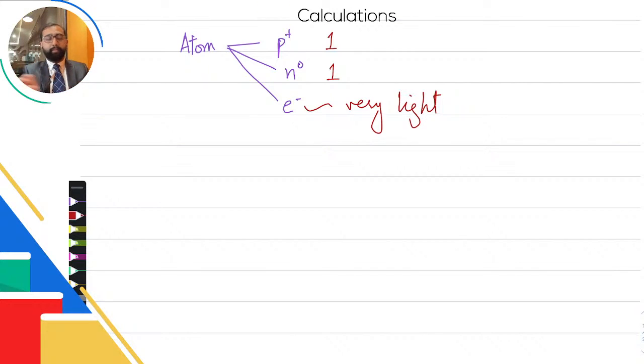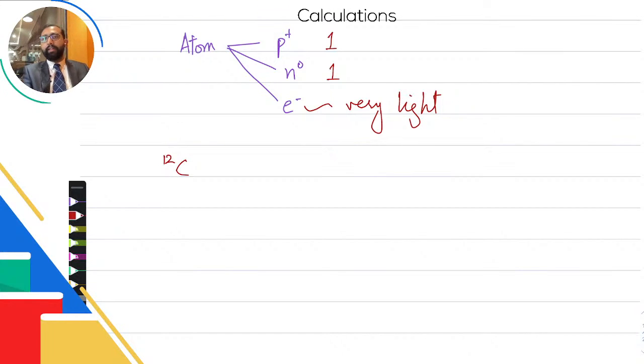So the mass of proton is 1, mass of neutron is 1, and you add them together to get the mass of every atom. So let's say I have carbon 12. Now carbon 12, I say it's carbon 12 because its mass is 12. How do I know it's 12? Because it has 6 protons and 6 neutrons. So 6 plus 6, that's a mass of 12.